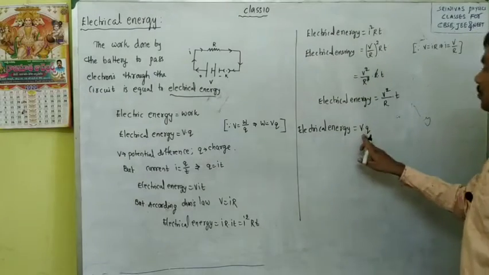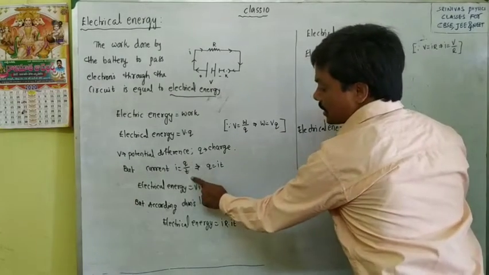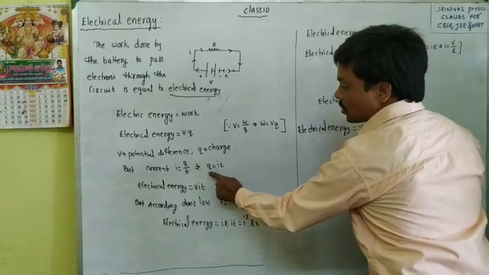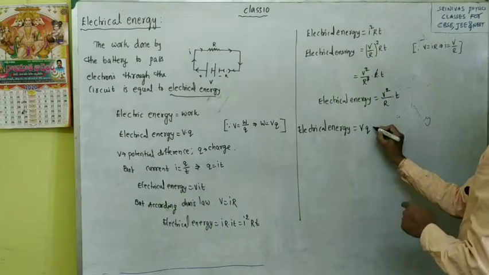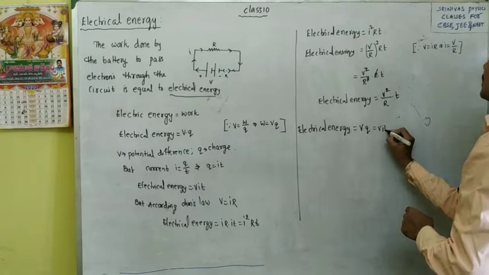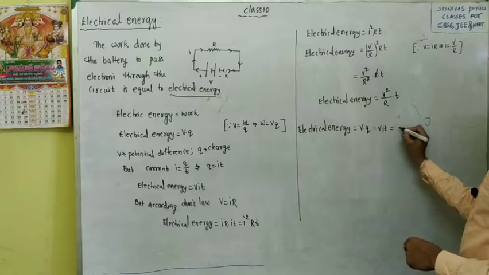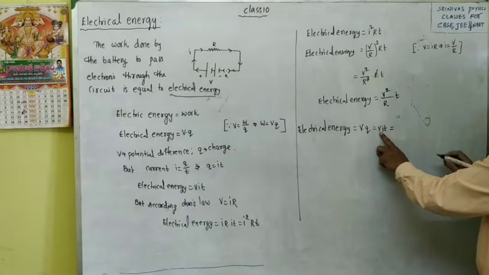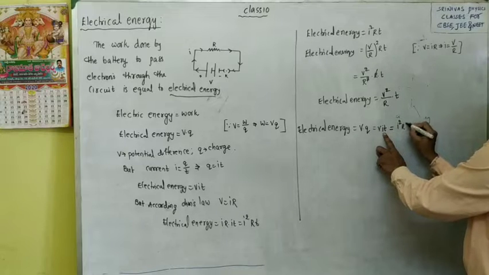Work is VQ, but the current formula is Q by T, charge by time. From this, we take T to the left side, Q equals IT. Here in place of Q we substitute IT, where I is the current, and in place of V, according to Ohm's law, we write IR. IR into IT gives I square RT.